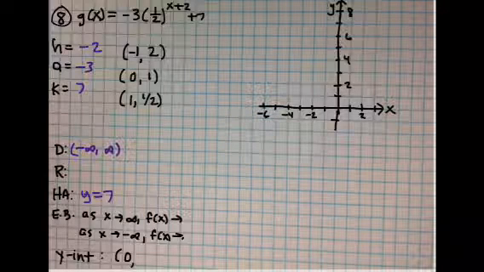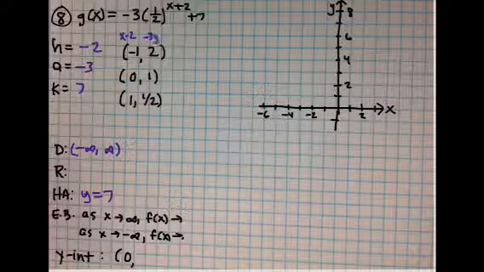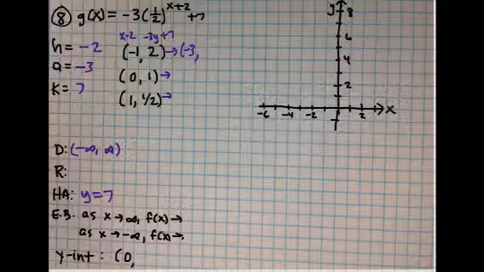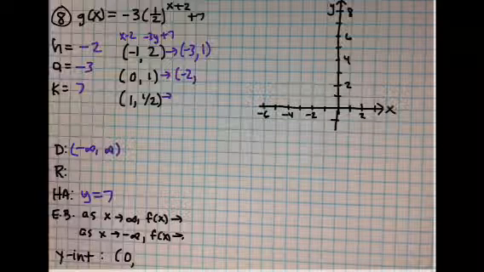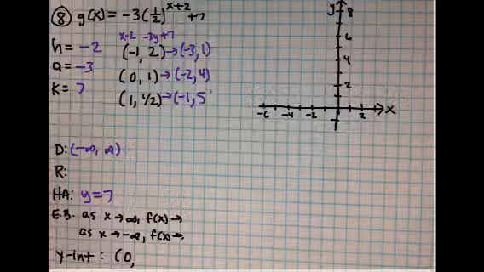Okay, so now the h affects the x, and the a and the k affect the y. Like this. So negative 1 minus 2 is negative 3. Negative 3 times 2 is negative 6. Plus 7 is 1. 0 minus 2 is negative 2. Negative 3 times 1, negative 3, plus 7 is 4. 1 minus 2 is negative 1. And then negative 3 times 1/2 is negative 3/2, which is negative 1.5, which gives me 5.5 when I add 7.